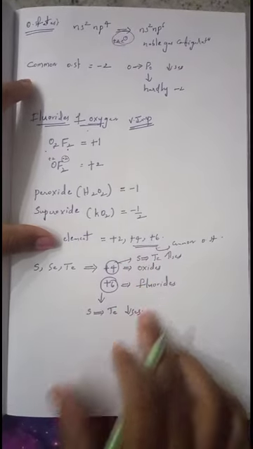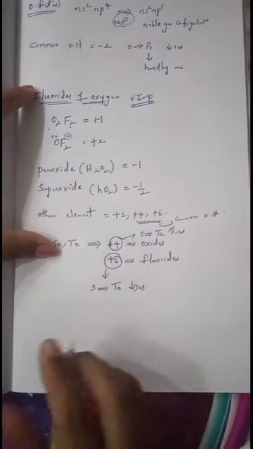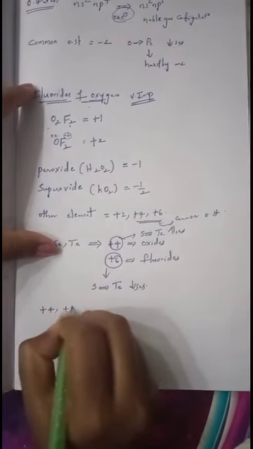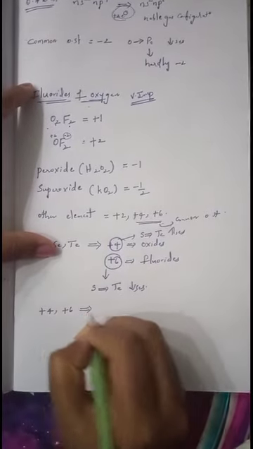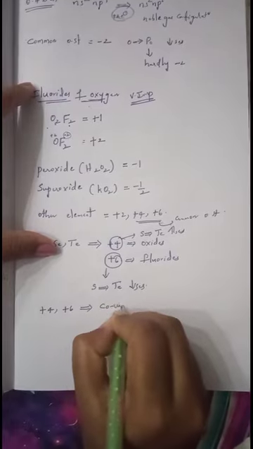So the bonding with +4 and +6 oxidation states is always covalent. Whenever the elements exist with +4 and +6 oxidation states, such compounds are always said to be covalent compounds.